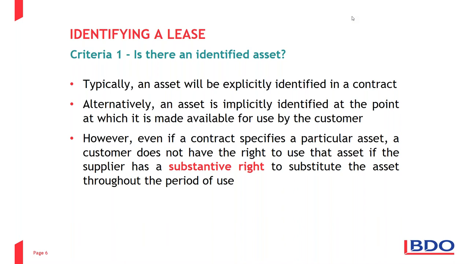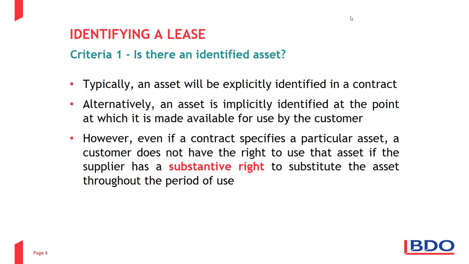Alternatively, if it's not explicitly identified in the contract, it is implicitly identified at the point at which that asset is delivered to your premises, or you get access to use that asset, or it is made available to you. So it could be explicitly identified, it could be implicitly identified. However, it's important that even if a contract specifies a particular asset, a customer does not have the right to use that asset if the supplier, or potentially, in our context, the potential lessor, has a substantive right to substitute the asset throughout the period of use.